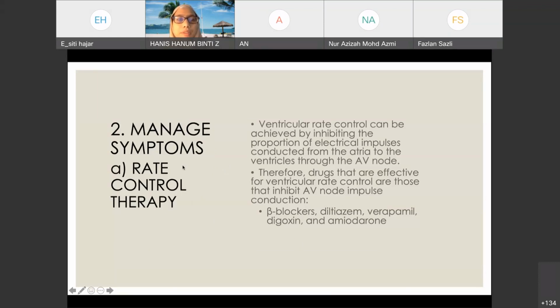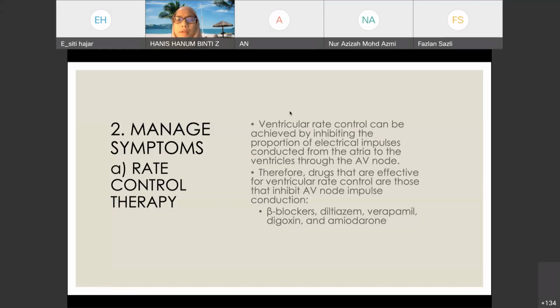So tadi we've looked at the first priority, which is to prevent stroke. Now the second part is to manage the symptoms, okay? If the patient comes in with symptoms, we want to manage them. How? Like I said, there are 2 strategies, rate control therapy or rhythm control. Now let's look at the rate control therapy first, okay?